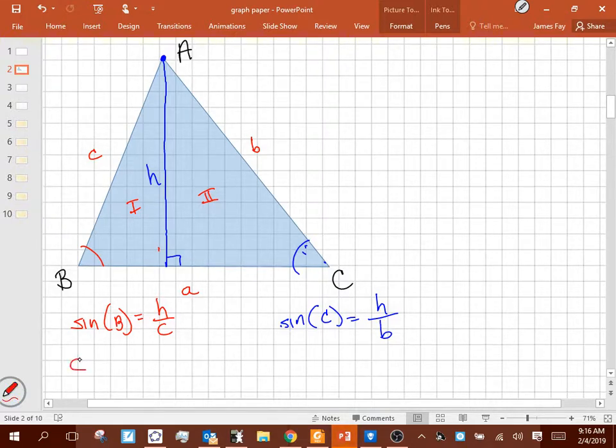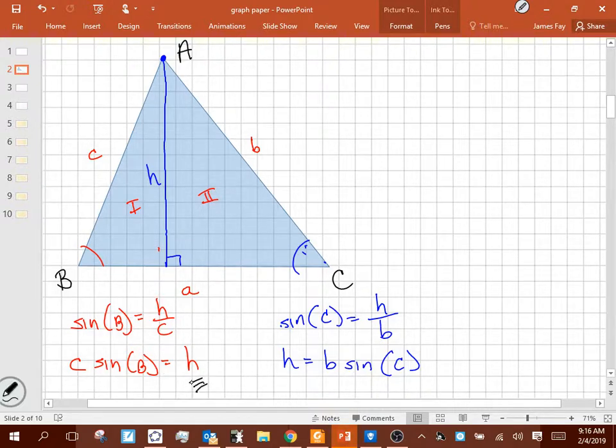So the red one would be C sine of B is equal to H. And this one over here, I'm going to write this way. Multiply both sides by B, I'd get H equals B sine of C, correct?